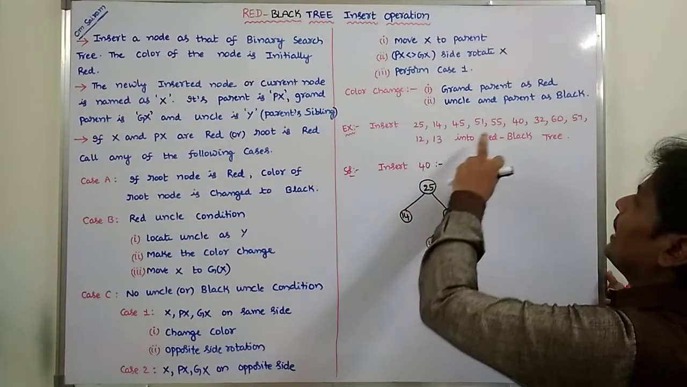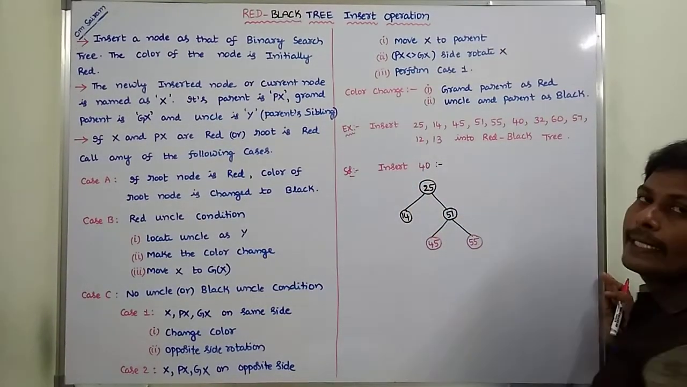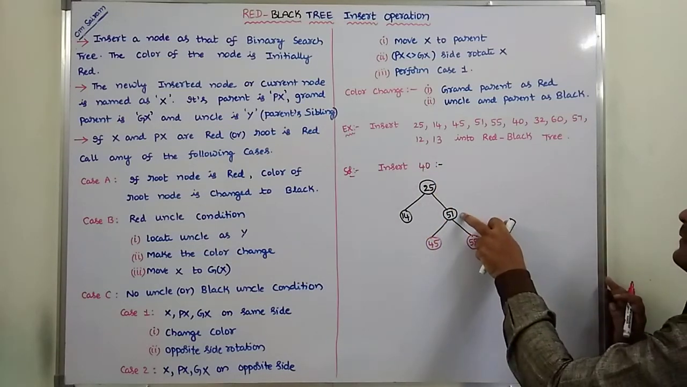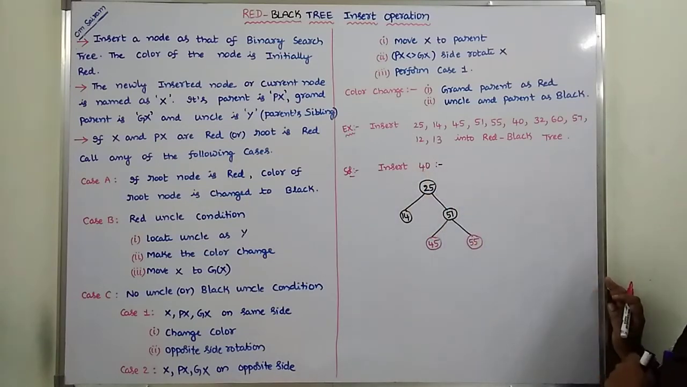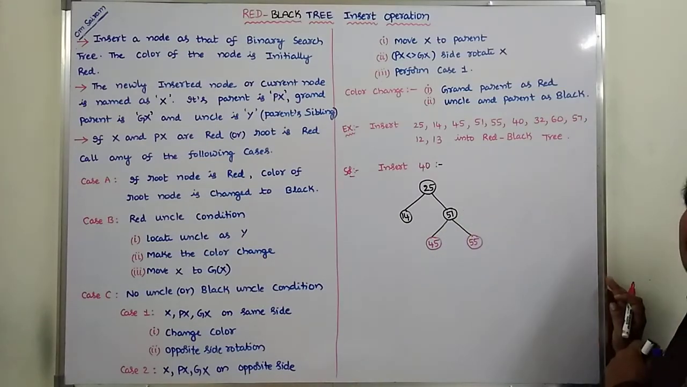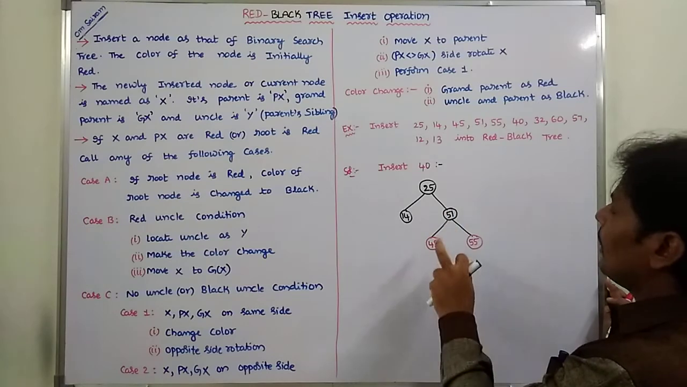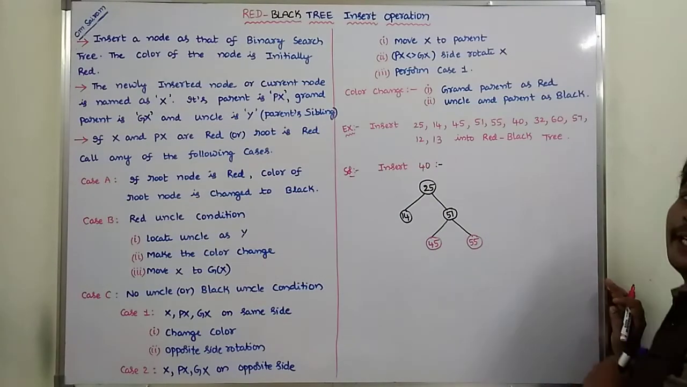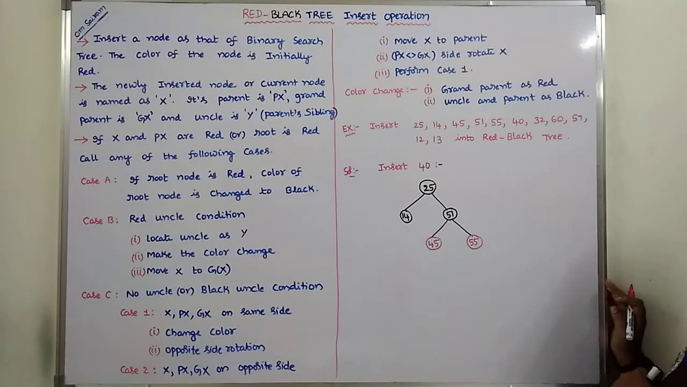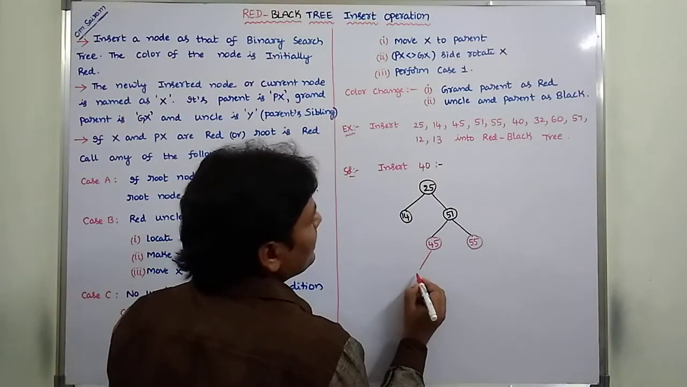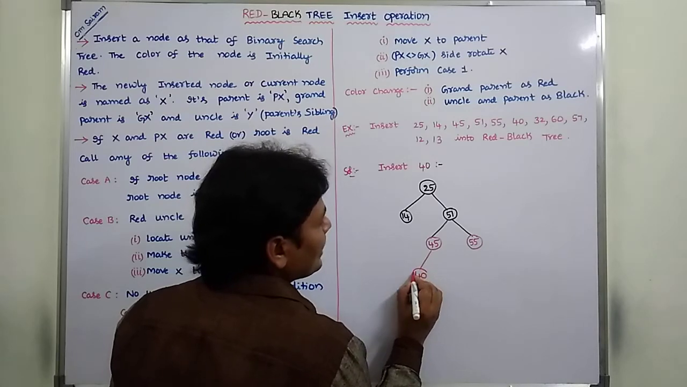Next is 40, where we are inserting 40. 25 is compared with 40. 40 is greater than 25, so go to the right hand side. 51 is compared with 40. 40 is less than 51, then go to the left hand side. Left hand side 45 is there. 40 is compared with 45. 40 is less than 45, so go to the left hand side. The newly inserted node is 40.